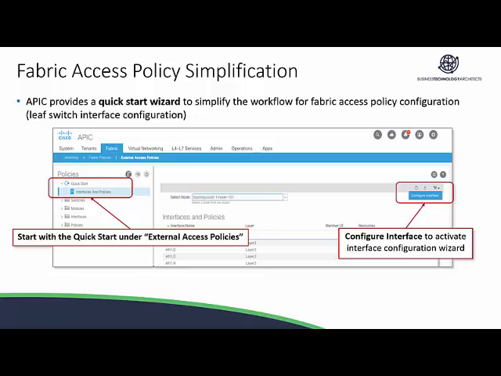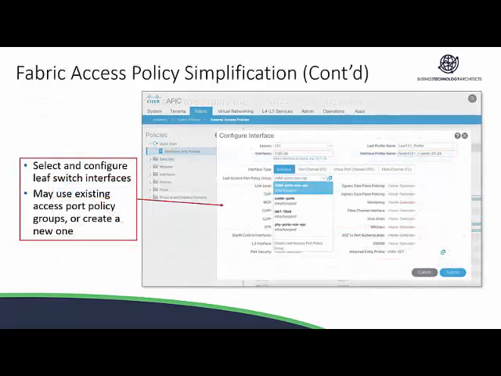APIC provides a quick start wizard to simplify the workflow for fabric access policy configuration. Start with the quick start under external access policies. You know, really, if you're going to troubleshoot this, you're not going to want to pay attention to wizards in ACI. I'm a UCS instructor. I like wizards. I like wizards a lot. They work very well. But in ACI, it can cause problems later on down the line, especially with naming configurations.